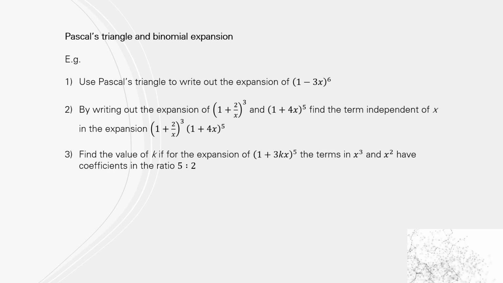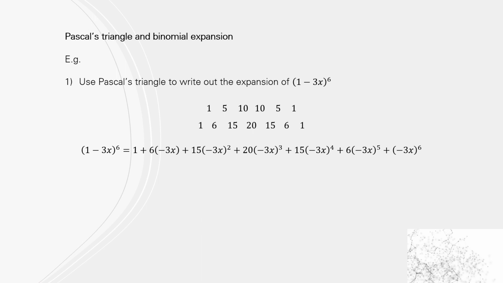So here's an example. We're going to use Pascal's triangle to write out 1 minus 3x to the power of 6. We're going to then do a couple of different expansions, 1 to a power of 3, 1 to a power of 5. And then we're going to discuss how we find the term independent of x. And then we're going to find the value of k from this expansion, given that the coefficients are in a ratio.